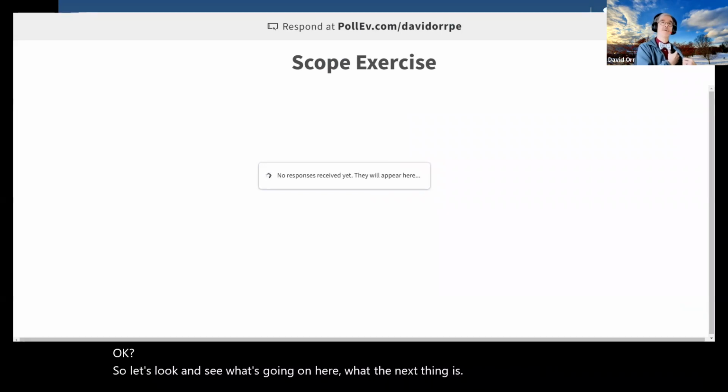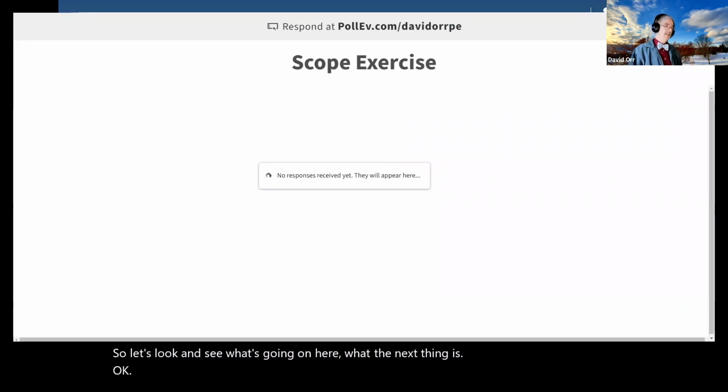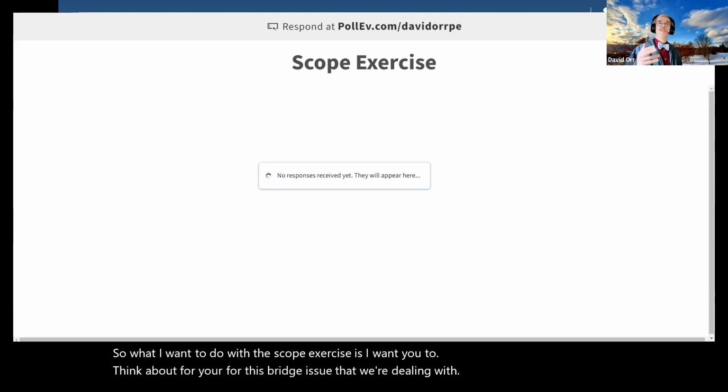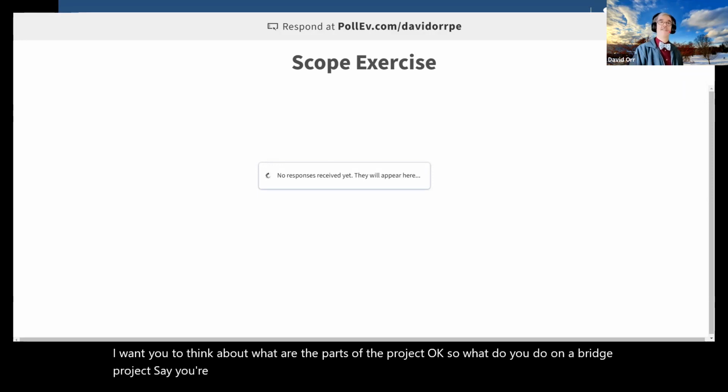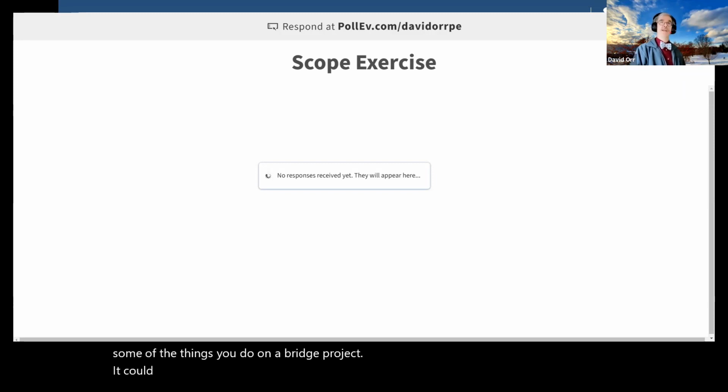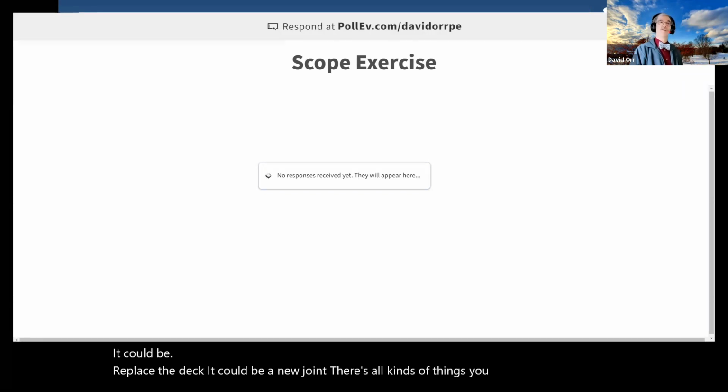Okay. So what I want to do with the scope exercise is I want you to think about, for this bridge issue that we're dealing with, what are the parts of the project. What do you do on a bridge project? Say you're doing a rehab of an existing bridge or even a replacement. Just list some of the things you do on a bridge project. It could be replace the deck, it could be a new joint. There's all kind of things you could think about. What are you going to be doing on your bridge?